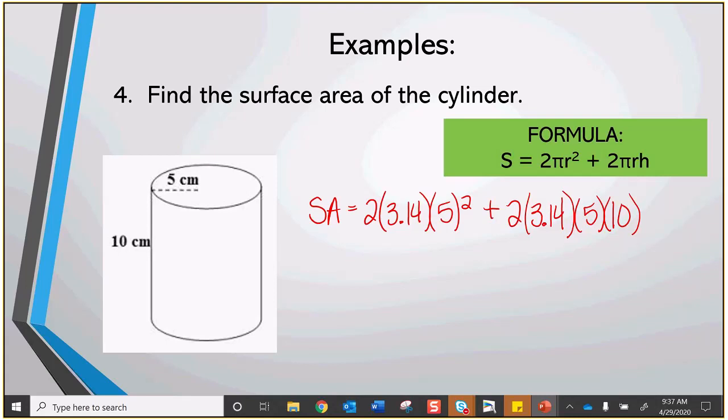Okay, that's what it should look like in terms of plugging in numbers. 2 times 3.14 times 5 squared plus 2 times 3.14 times 5 times 10. What do we do once we have the answer? You stop.